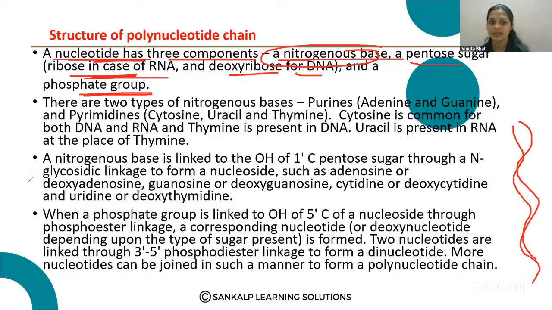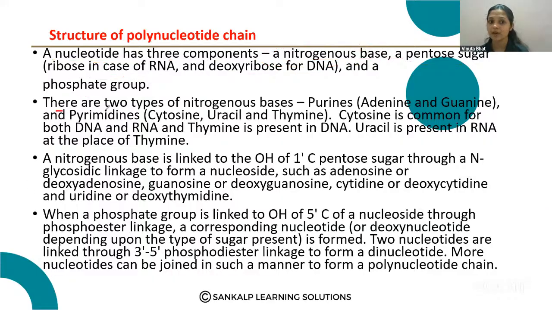Then what is this nitrogen base? There are two types of nitrogen bases, purines and pyrimidines. Purines are adenine and guanine, and pyrimidines are cytosine and thymine. Uracil is present in RNA.